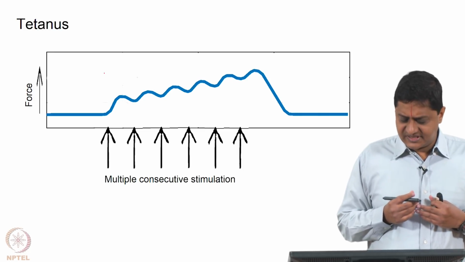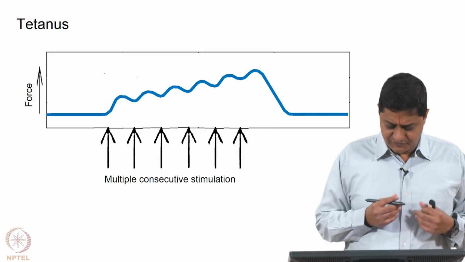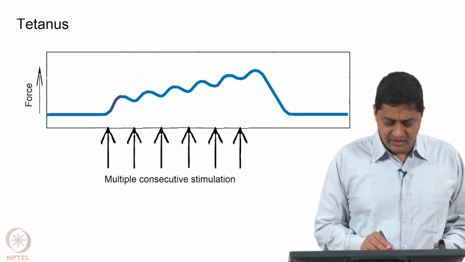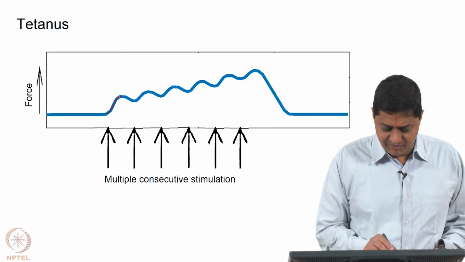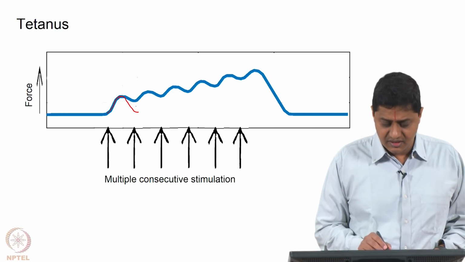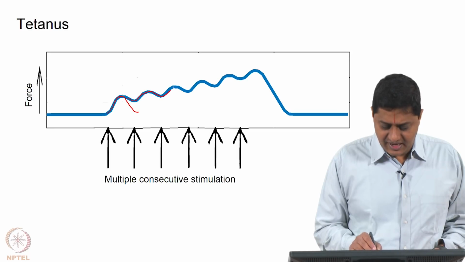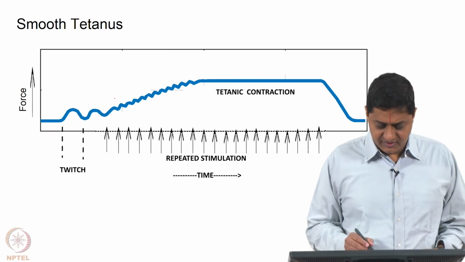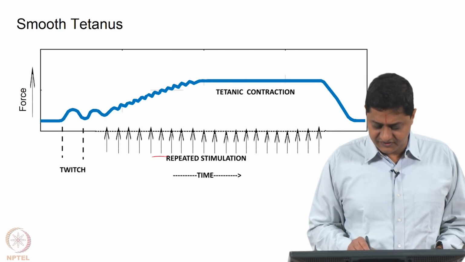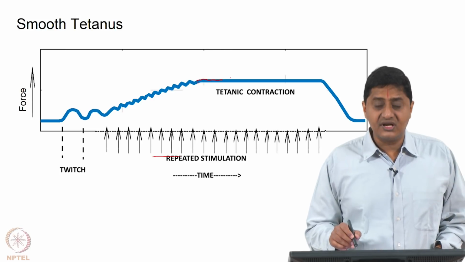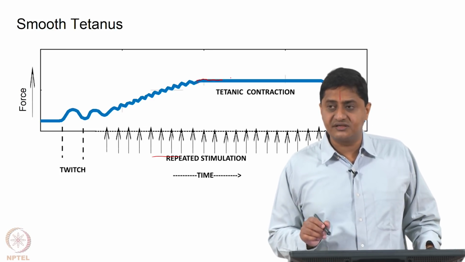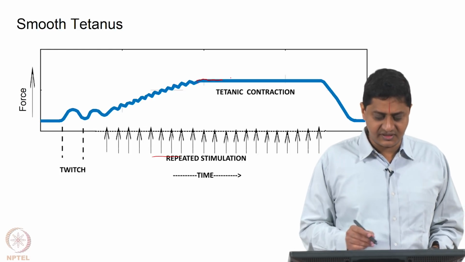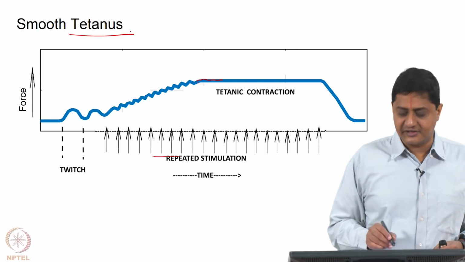We said in the previous class what a twitch force is. One stimulus arrives, force is produced, and if another stimulus arrives before the force could relax, the force adds up and keeps on adding up like that. If the stimulus train is fast enough, it produces a relatively smooth and appreciably constant force when compared with the previous cases. We call that the smooth tetanus, or tetanic contraction.